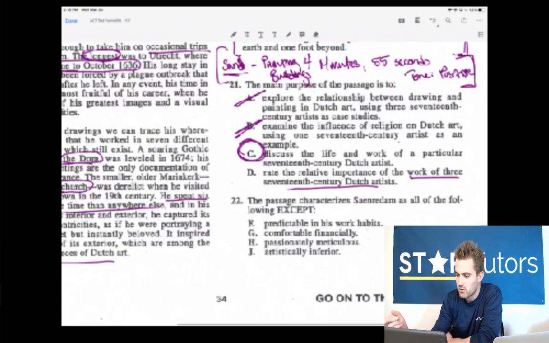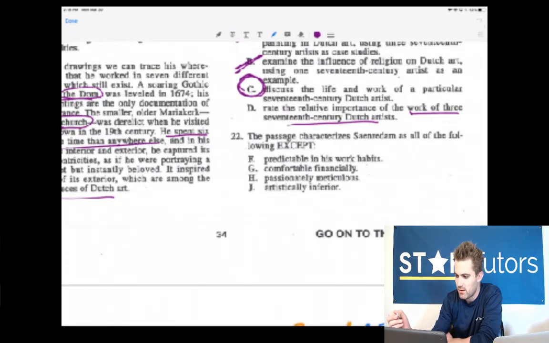Okay, the passage characterizes Sanderham as all of the following except. He's all of the following: predictable in his work habits, I think so. Comfortable financially, I remember reading this, because that was right after his father passed away. Passionately meticulous, he's a perfectionist. All of the following except. I think it's artistically, right?